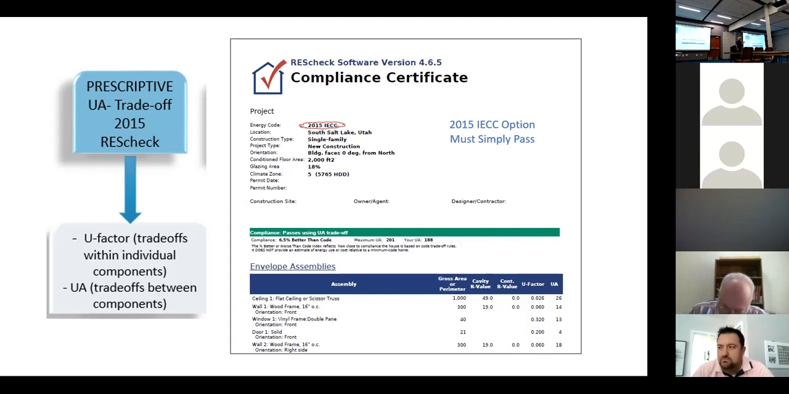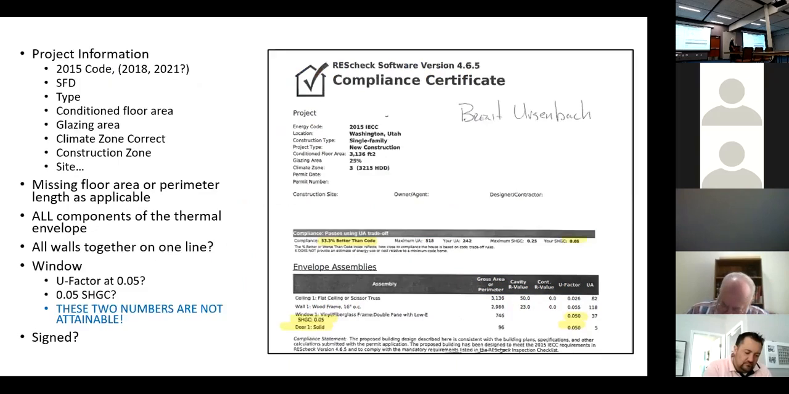But the REScheck does give you a couple of other things. It gives you credit or it penalizes you if you have a lot of the foundation exposed. Because when we pick basement wall, it's assumed that it's generally below grade. But if we expose a lot of it, then we have more heat loss, we have more conductivity to outside. And it does take into account some of those things. But there's the REScheck.